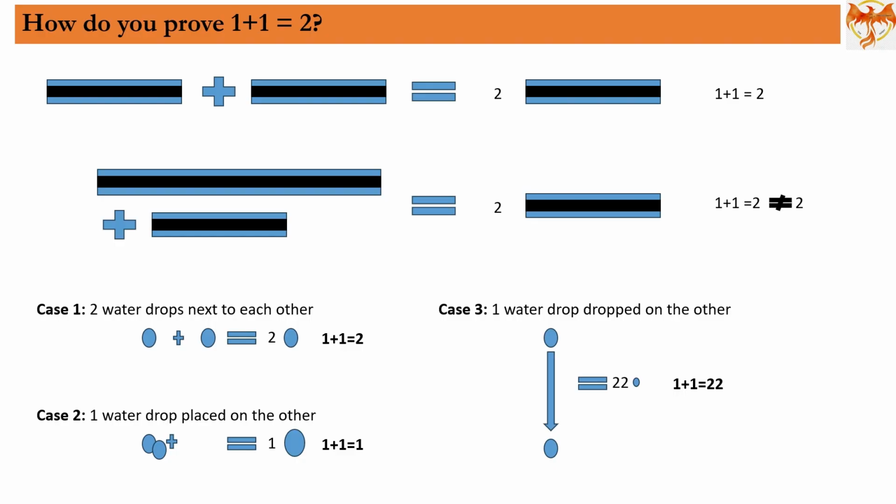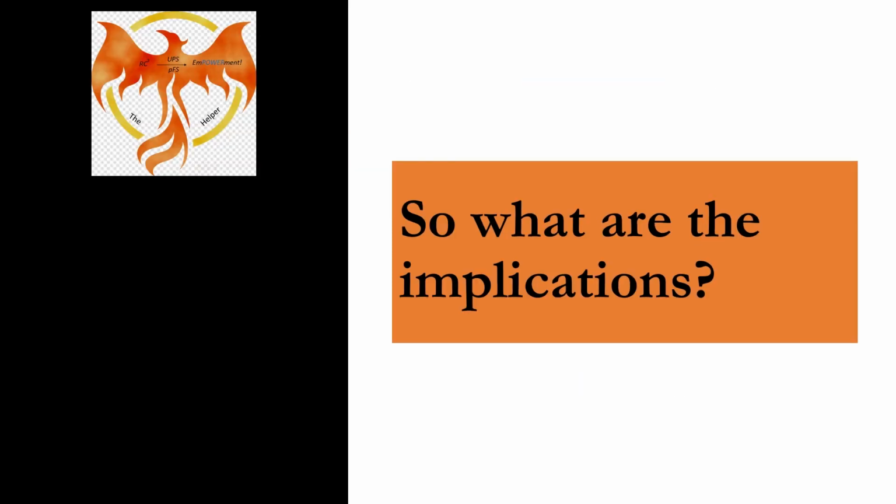So what exactly is going on here, and how do we figure out what 1 plus 1 really is, right? So what are the implications of all this? There does seem to be some confusion, but can we get some clarity from it? Yeah. So finally, is 1 plus 1 2 or not?